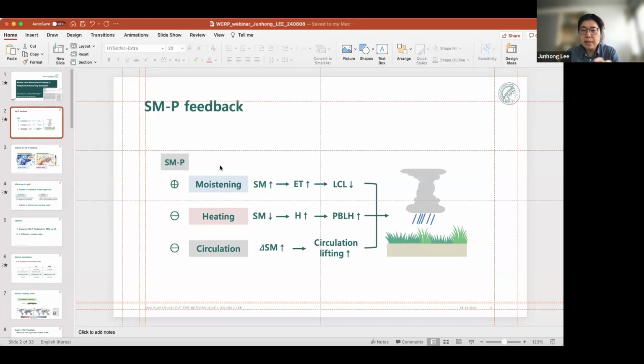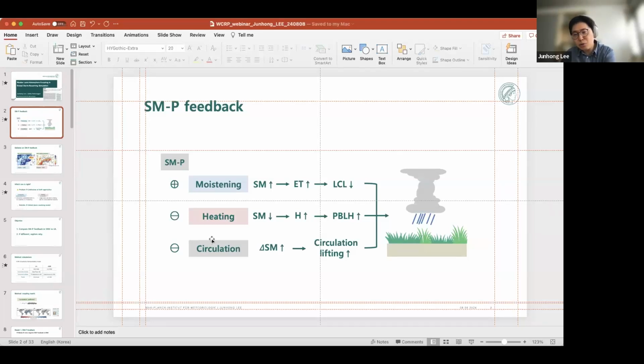The resulting sign of the SMP feedback is determined by the competition between these three, I would say. Of course, there will be more, but let's pick the main processes. Sometimes moisture is dominating, sometimes heating and circulation are dominating. The regions that still show positive feedback in the storm resolving simulation are because moisture is still a bit stronger than the other two. That's my interpretation.